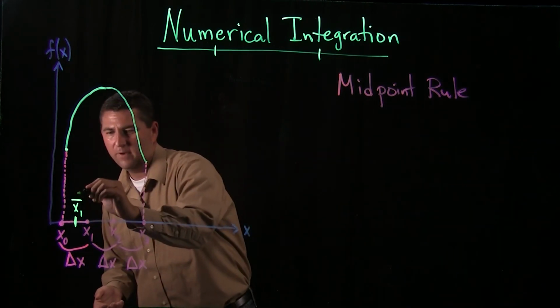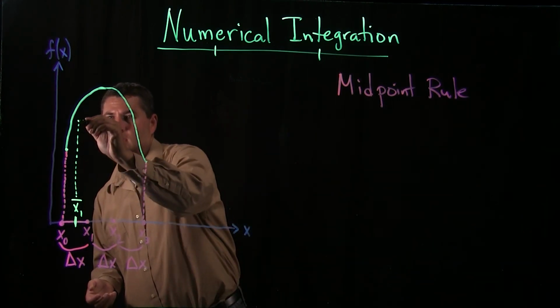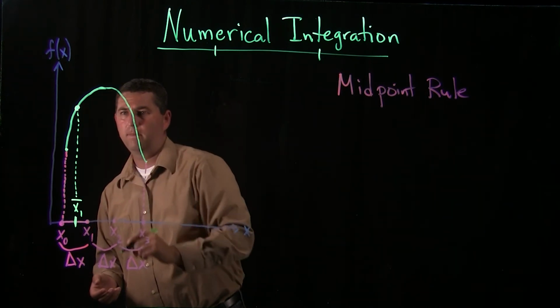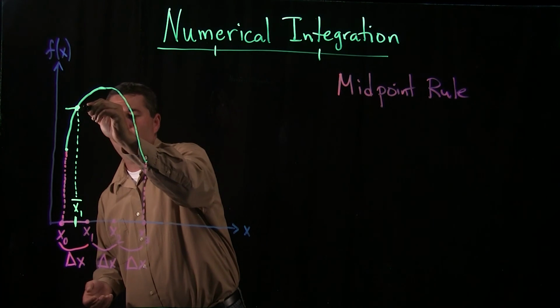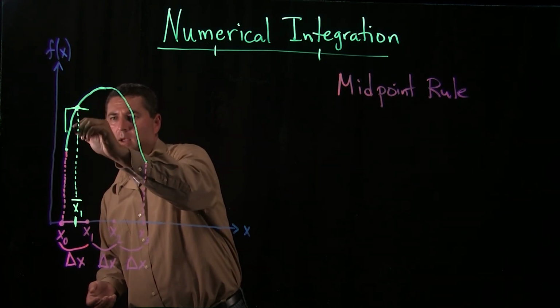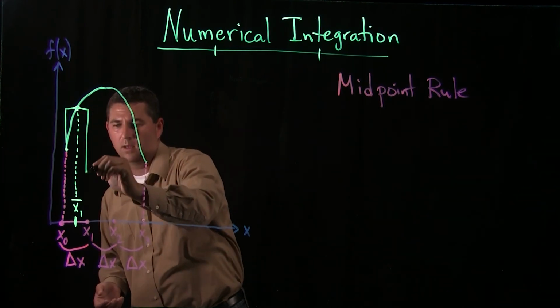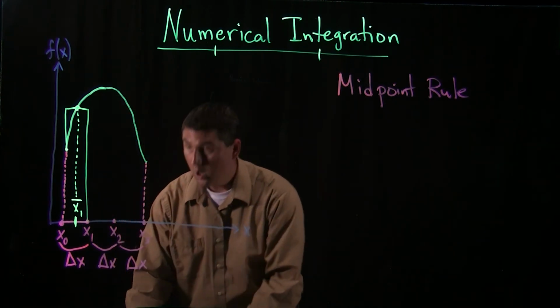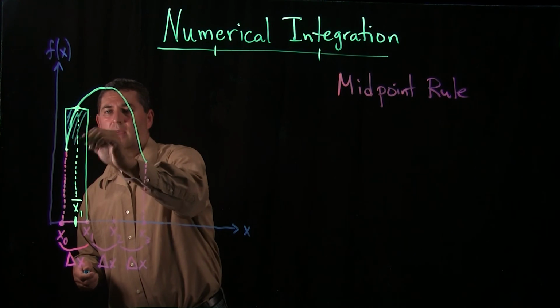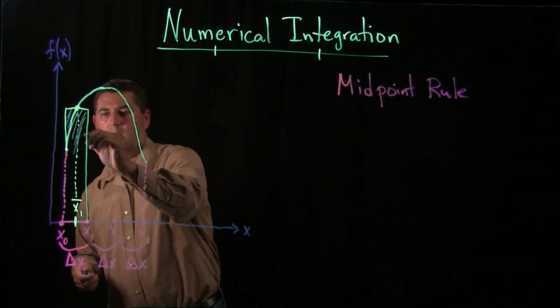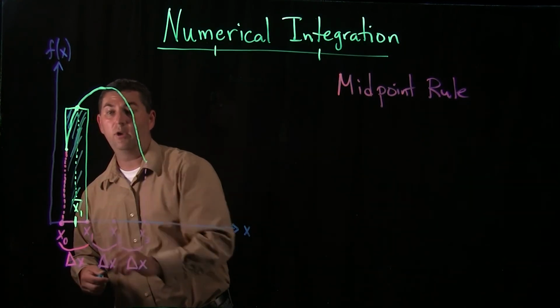So I'm going to sample the function at the point x1 bar. And that's going to give me a height that I can extend across to x0 and across to x1. And it gives me this new rectangle, which you can see is a little bit high on this side and a little bit low over here, but in general actually pretty good.